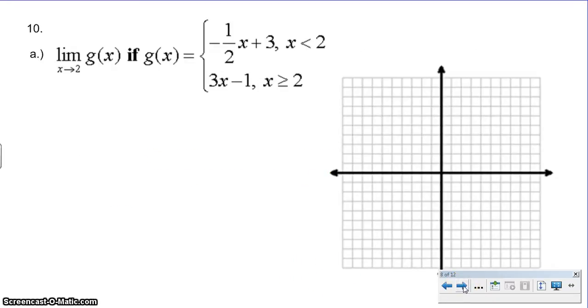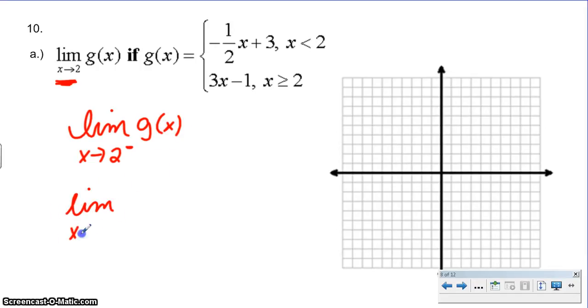Now, there are a couple of examples for number 10, but I actually only wanted you to do A. So if we think about A, and we think about the limit as x approaches 2, what that means is we're going to evaluate both parts of this piecewise function at the value of 2. So we need to think about the limit as x approaches 2 from the left of this function g of x, and then we need to think about the limit as x approaches +2 from the right of this function.